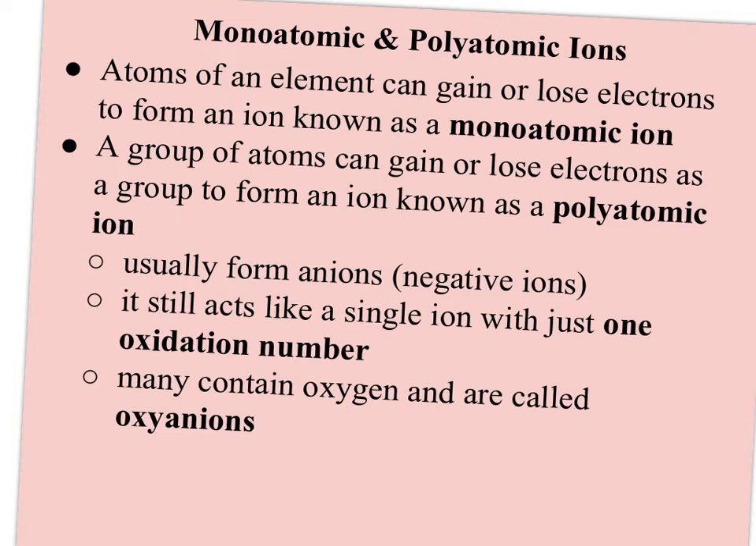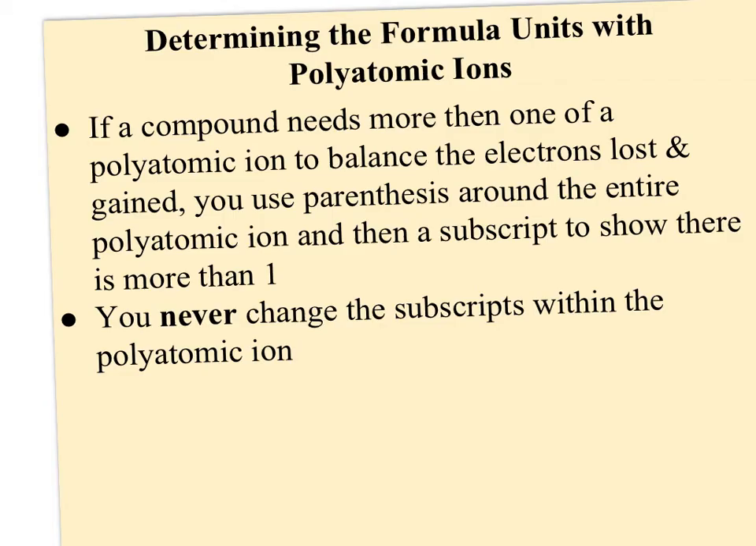A couple things to know about polyatomic ions. Usually they form anions, negative ions. It still acts like a single ion with just one oxidation number, so you treat the whole thing just as one group. And many contain oxygen and are also called oxyanions. So if a compound needs more than one of a polyatomic ion to balance the electrons lost and gained, you use parentheses around the entire polyatomic ion and then use a subscript to show there's more than one. You never change the subscripts inside the polyatomic ion or drop those subscripts.